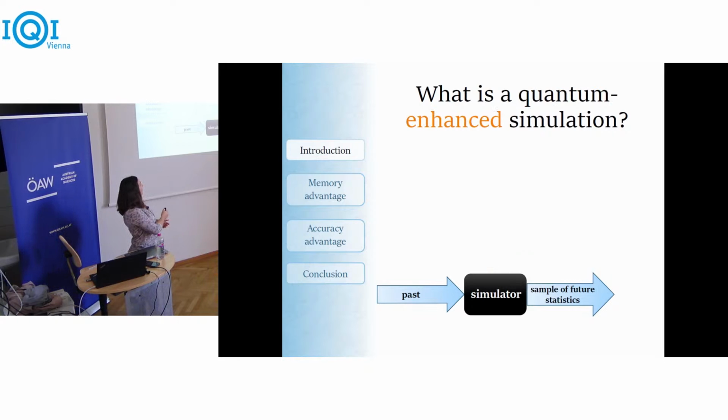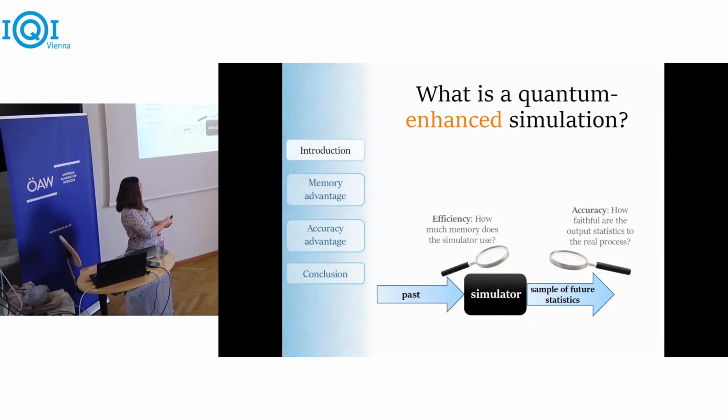Okay, and so what is it that we're trying to enhance? Actually, you can look at different things. People care about different things. So on the one hand, we've got a measure of efficiency, which is how much memory the simulator needs in order to produce the simulation. People care about this because it's a fundamental resource, but also the minimum memory that you need fundamentally tells you how much information about the past is needed, so how efficiently the simulator uses the information from the past.